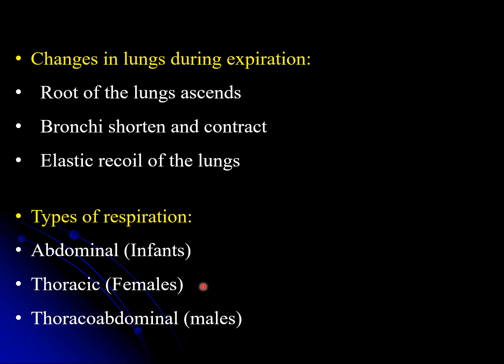And in males, the same thing is happening: thoracic wall movements as well as muscles are contracting, and the diaphragm is contracting. Mainly, in males it is abdominal, but along with abdominal, the thorax is also taking an important part. So that's why in males the type of respiration is thoraco-abdominal. So in children we have abdominal. After 2 years, it becomes adult: thoraco-abdominal in males and thoracic in females.